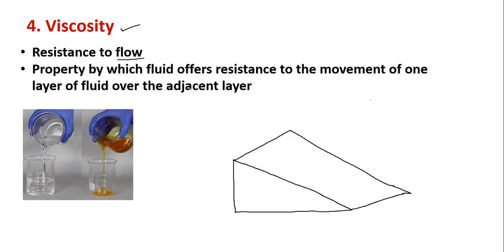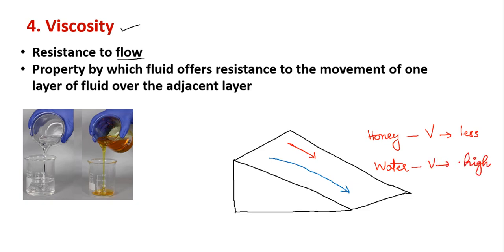So when we pour water, the water will move along the surface with a particular rate of flow. Next we will pour honey. So when we pour honey, the rate of flow of honey will be very slow. So in case of honey, the velocity will be very less, and in case of water, the velocity will be very high. This is due to the property of viscosity.